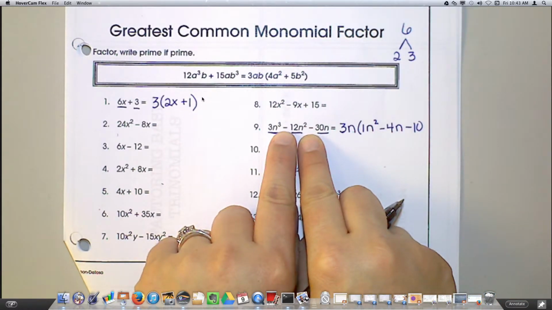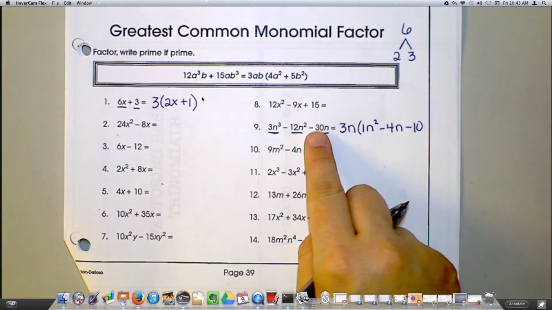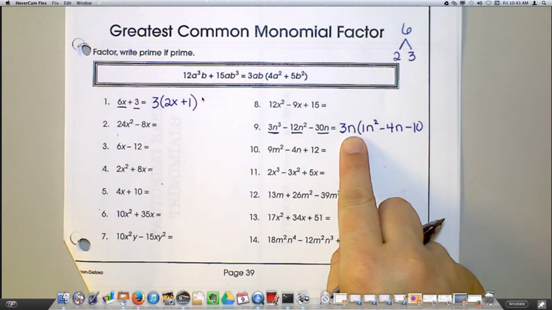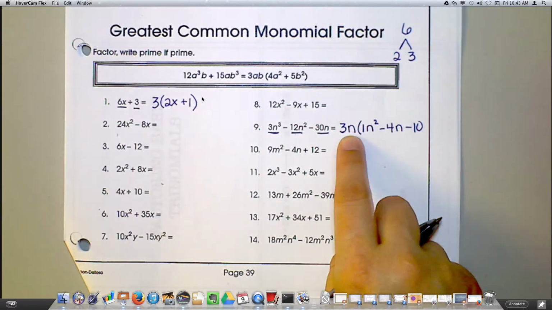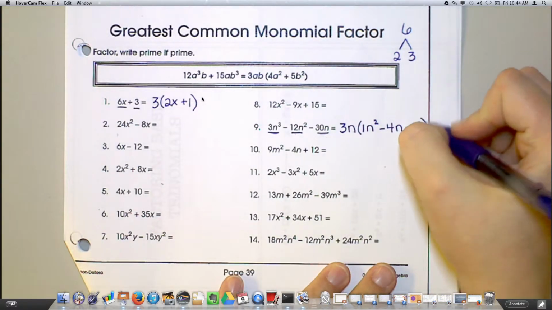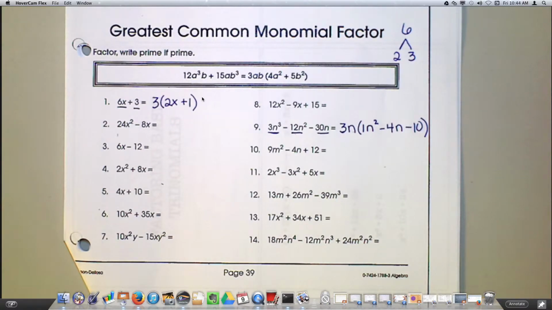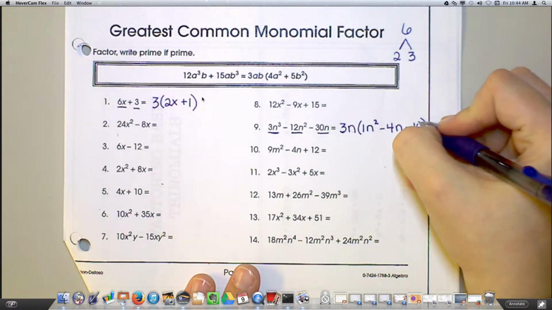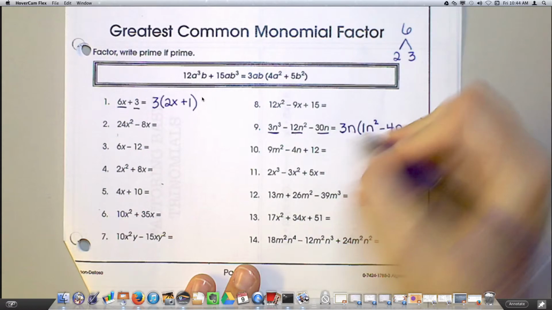Why don't I have an n on the 10? Right, I'm taking an n off of everything. This one only had 1, so now it has none left. Okay. This is a 10.